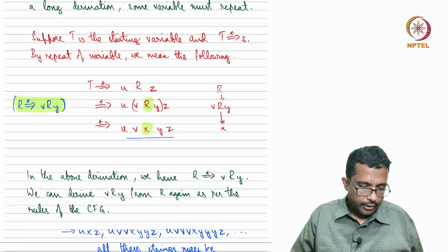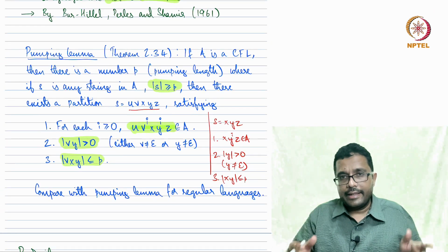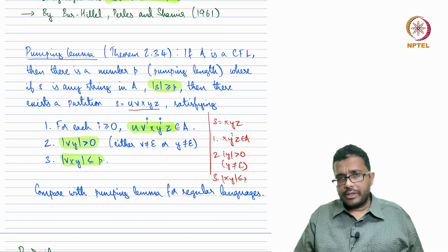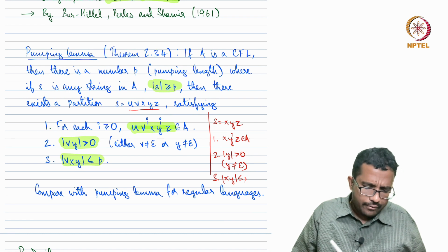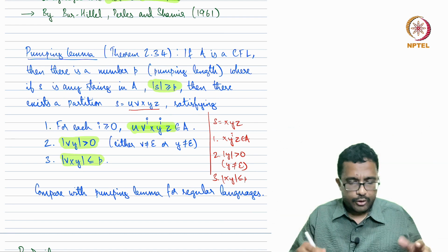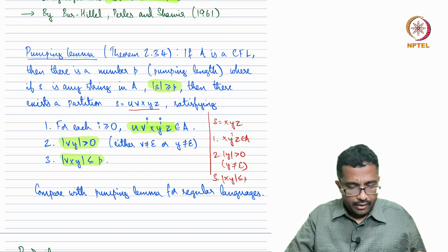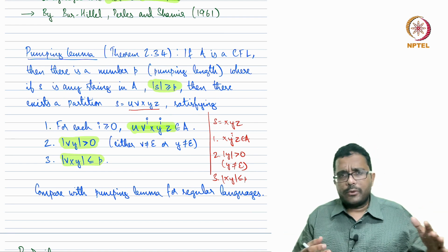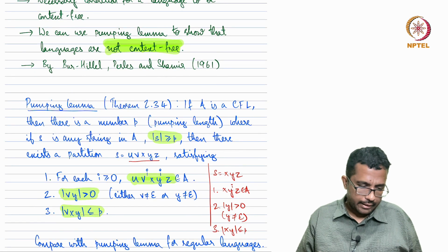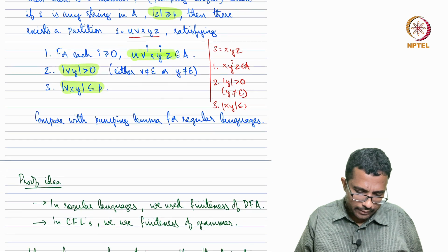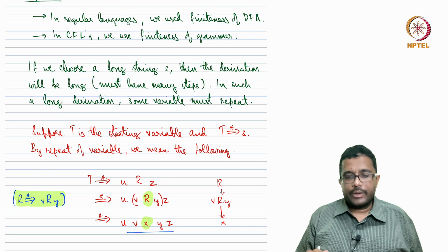Once again, the pumping lemma for context free languages is very similar to the pumping lemma for regular languages in the way it is stated and structured, and also in the way it is applied. The difference is in the conditions themselves, which will be used to prove or disprove that a language is not context free. But the way we argue and the structure of the proof are going to be very similar. That completes the statement and proof of the pumping lemma for context free languages.